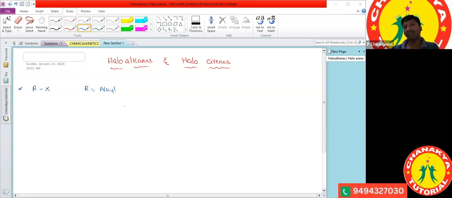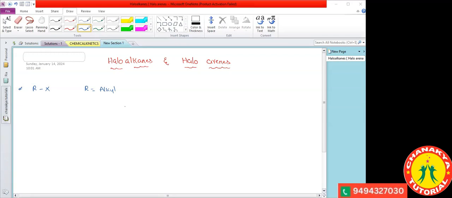We have two types of hydrocarbons: saturated hydrocarbons and unsaturated hydrocarbons. What is meant by saturated hydrocarbons? Saturated have single bonds while unsaturated have double or triple bonds.